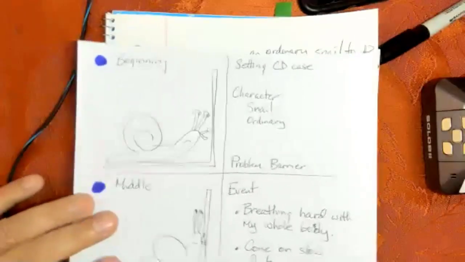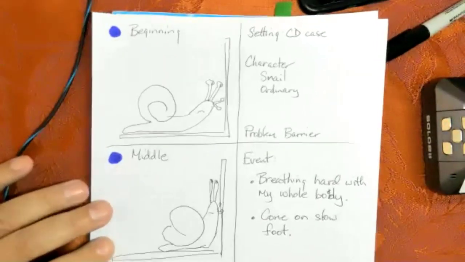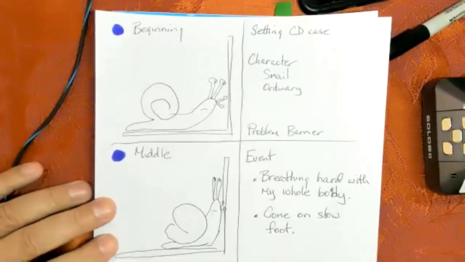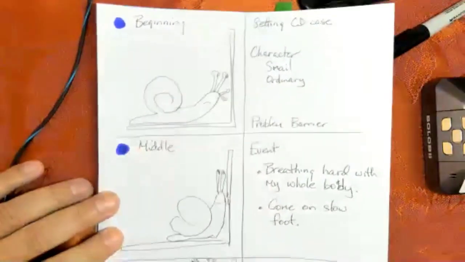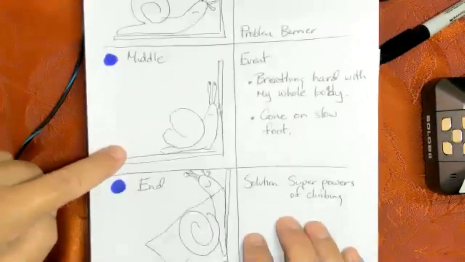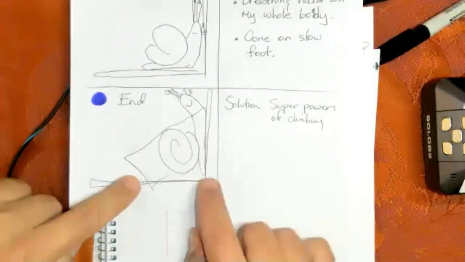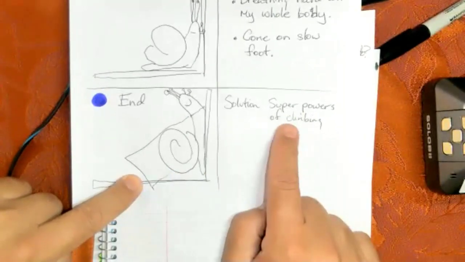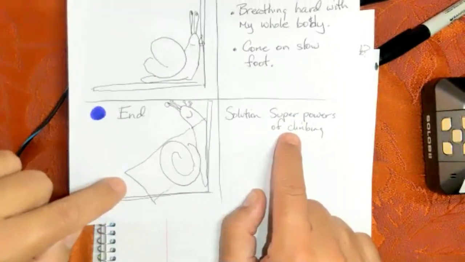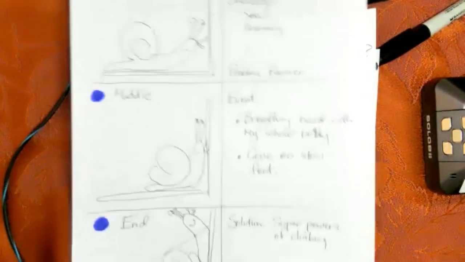Okay, so one of the things that is important for kids is that we have the opportunity to storyboard. And on this side, we have the beginning. You see the snail there, and then the middle, and then the end. Now I'm making my end as the solution: here's an ordinary snail with superpowers because they have climbing. Just a story that goes along with that.